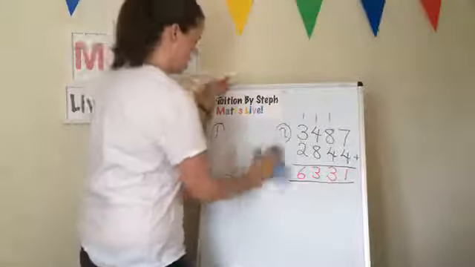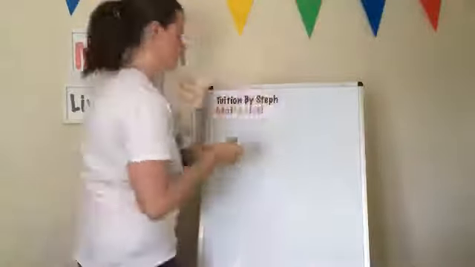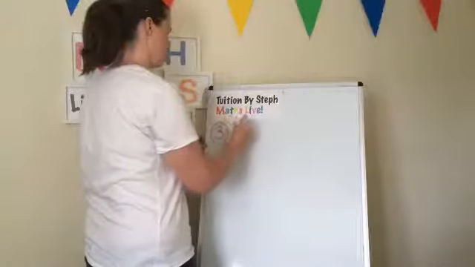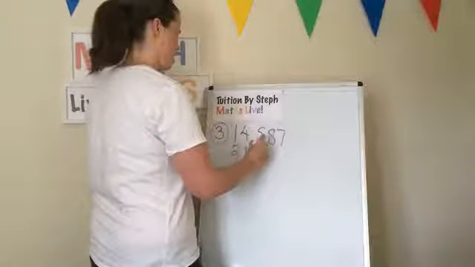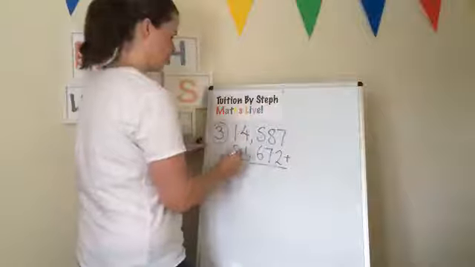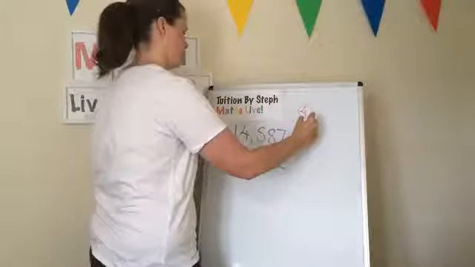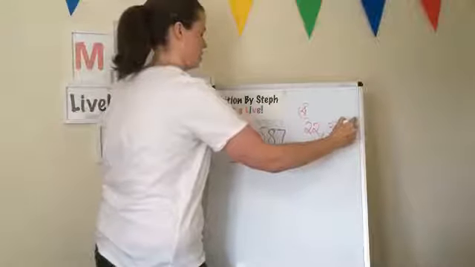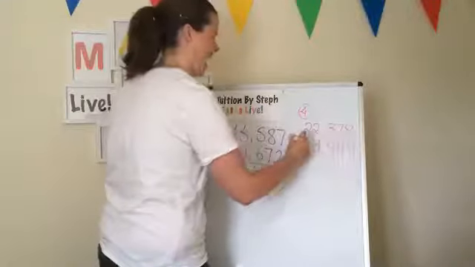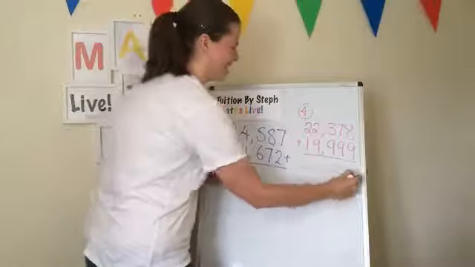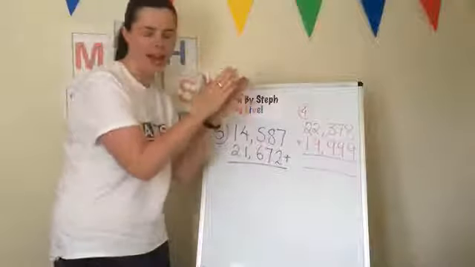Right, last two questions of the day. I think I have to challenge you guys a little bit more. So question 3. I'm going to do 14,587 plus 21,672. And then question 4, I'm going to do 22,378 plus 19,999. Give those a go. You can do it. Just take it one place value at a time. Don't look at the whole number. One at a time.